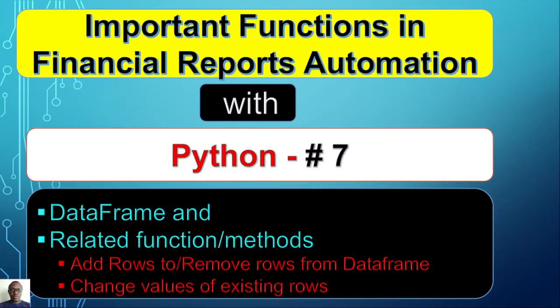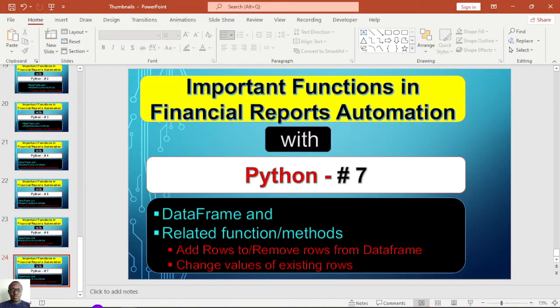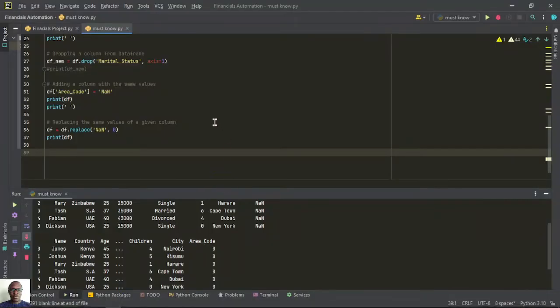Now let's see how we can add rows to and remove rows from a data frame, and again how we can change values of existing rows within a data frame. So let me again take you back to where we are doing our coding. Here we want to add and remove rows of a data frame, but before then I mentioned that I will come back and show you how we can replace the values of a given column.